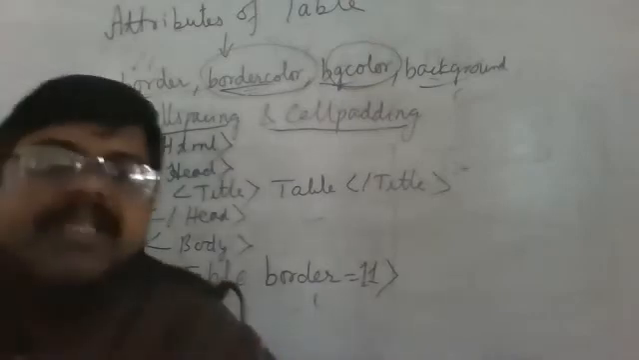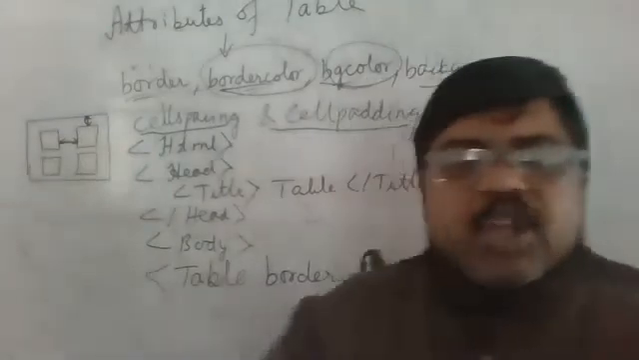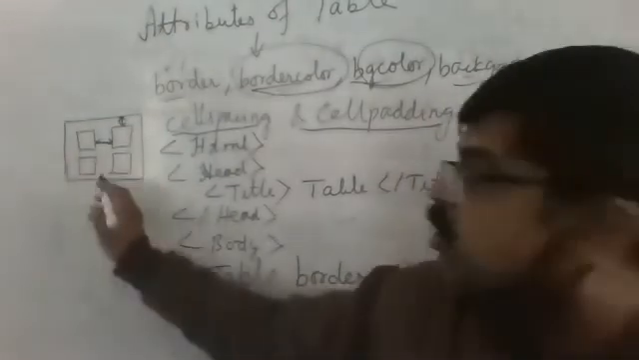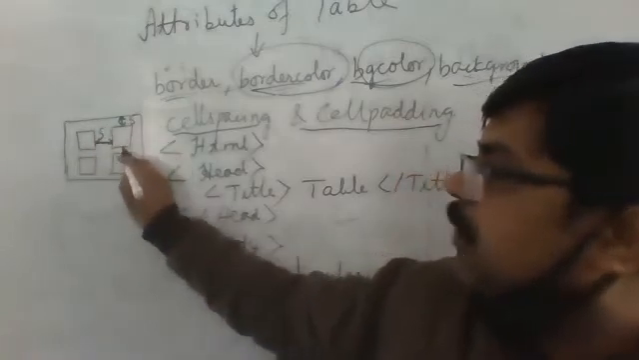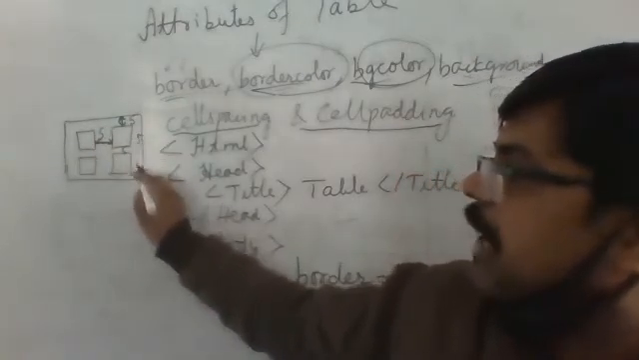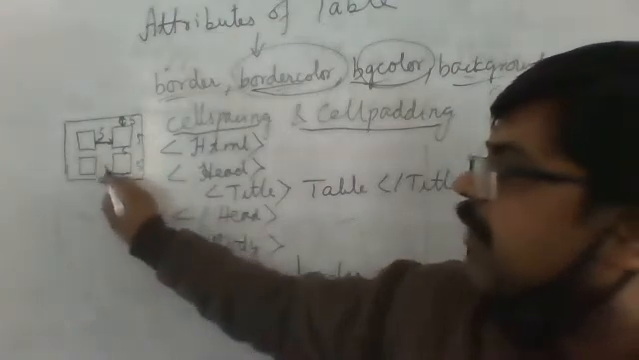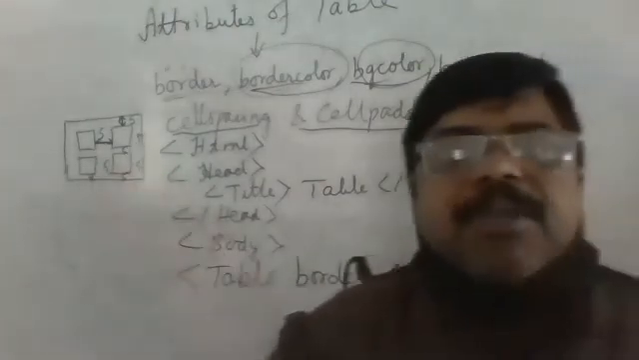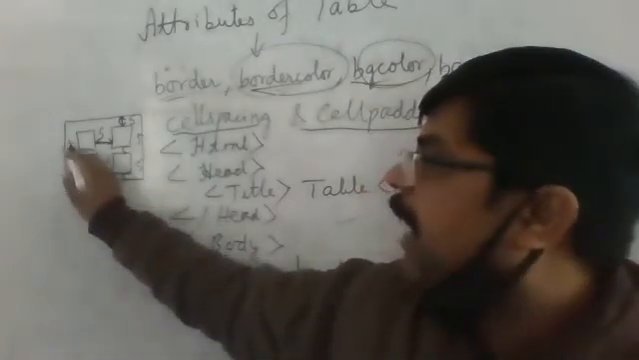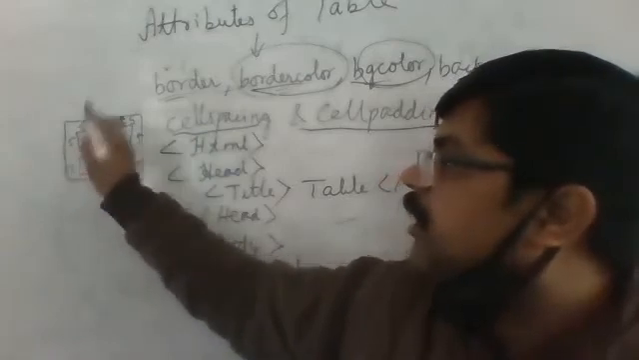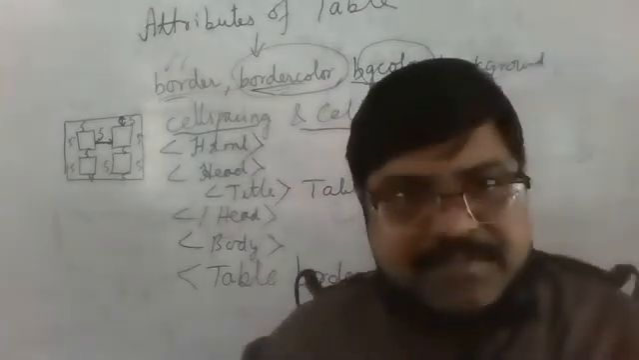So whatever space you define, my dear, that same space will be followed everywhere. If I specify 5 here, then 5 will be here also, here also, here also. Every side you will get 5. Why? Because I am specifying this space for my table. Clear? This is called cell spacing.